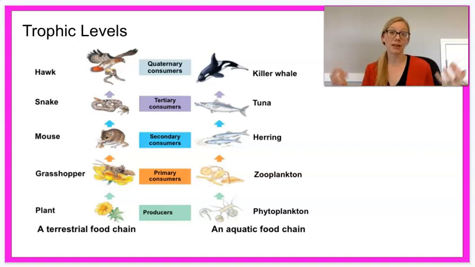In a little bit, we're going to talk about how every time we go from one trophic level to a higher trophic level, we only transfer about 10% of the available energy. The rest gets lost in other ways like heat and metabolism. So that's why we see fewer and fewer organisms as we go through, say, a food chain or a food web.